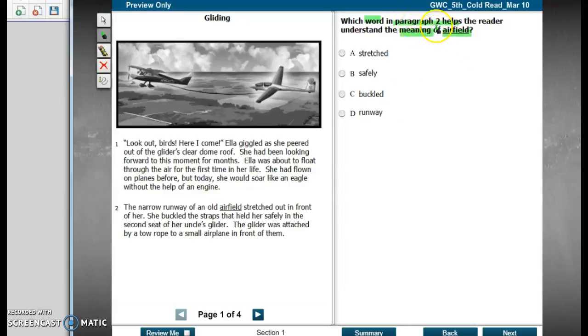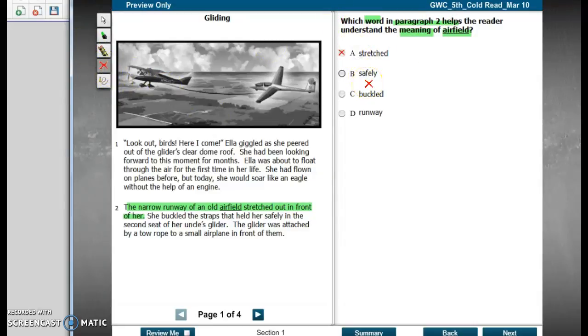It says to look in paragraph 2. Paragraph 2. The narrow runway of an old airfield stretched out in front of her. Well, I see stretched. Let's look at how that's being used. Does that have anything to do with the meaning of an airfield being like an airport or a place where planes take off? Not really. And if you look at the word stretched, they're actually talking about the runway that is stretching out in front of her. So that one does not work.